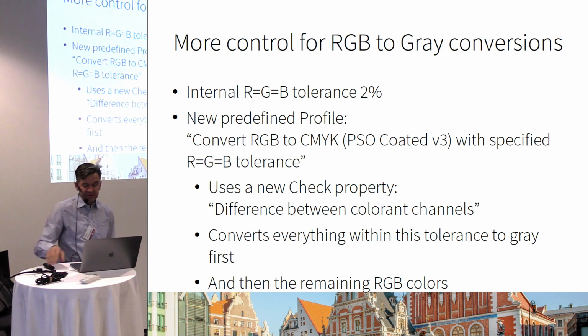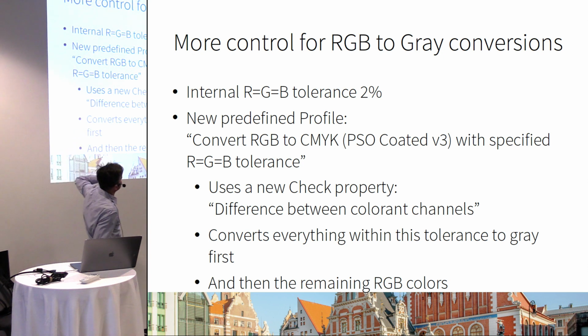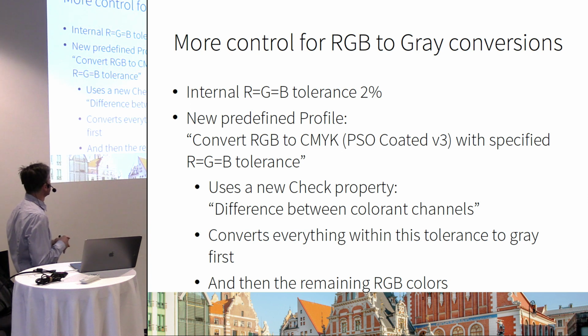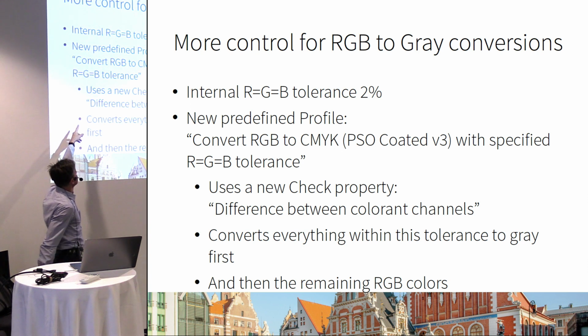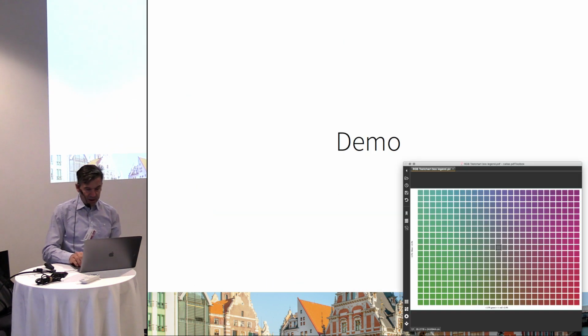So what we introduce is a new check called difference between color channels, that allows you to find objects with values that are close to each other but are not the same, or are the same. Via this property, you can find objects that are within the specified tolerance, convert them to gray, and then convert the rest to CMYK. And that is what's happening in this new process plan.